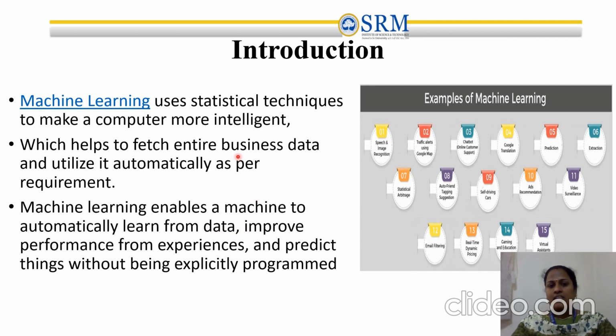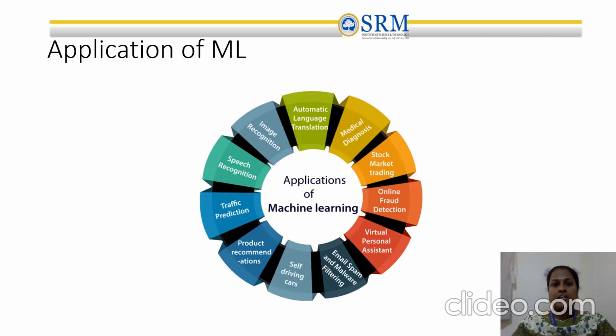Nowadays, machine learning can be used in many fields like speech and image recognition, traffic automation systems using Google Maps, object identification and tracking, Google Translation, emergency admission prediction, statistical data analysis, abnormality detection, and self-driving cars. So these are some of the real-time examples where machine learning can be applied.